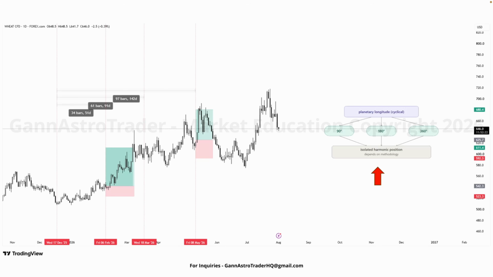Planetary motion is cyclical. Once a planet completes a full revolution, the cycle begins again. Harmonic reduction allows us to express the longitude within a specific harmonic framework instead of treating every revolution as entirely different. Whether we use a 90-degree, 180-degree, or 360-degree harmonic depends on the research methodology being applied. The purpose is to isolate the harmonic position before performing any further calculations.